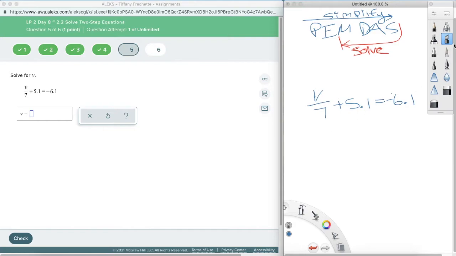All right, so now we're going to flip over and we're going to start to solve addition or subtraction that's on the same side as my variable here. So I'm adding 5.1 on the same side. So I'm going to subtract 5.1. V divided by 7 just drops down here. Any number minus itself, so positive 5.1, negative 5.1, those cancel out to 0. And now I have negative 6.1 minus 5.1.